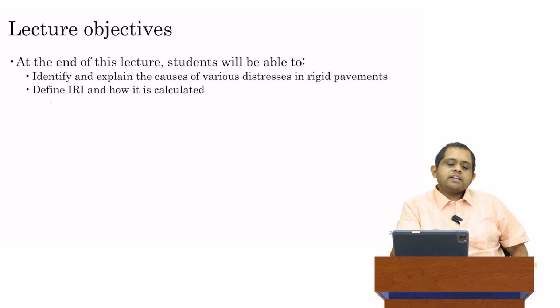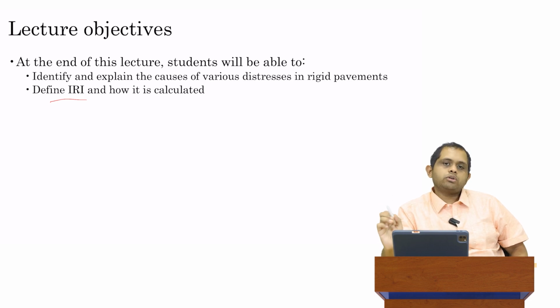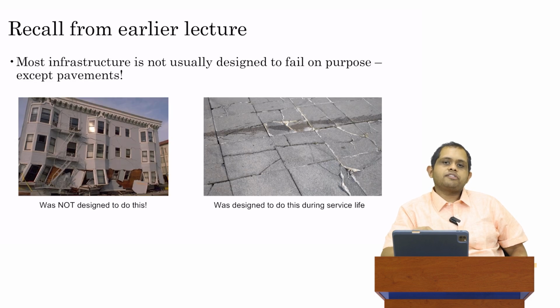In addition, I'll define something called IRI, which is the International Roughness Index. It's not a distress. It's actually a sort of composite value, but a composite value which takes into account many different distresses. But for historical reasons, it's a very important value that we do need to know about and that we do need to know how to calculate. And I'll talk a little bit about what those historic reasons are. So that's going to be a topic of today's lecture.